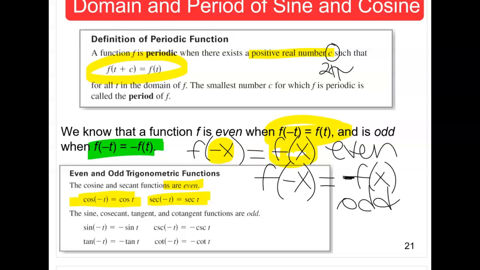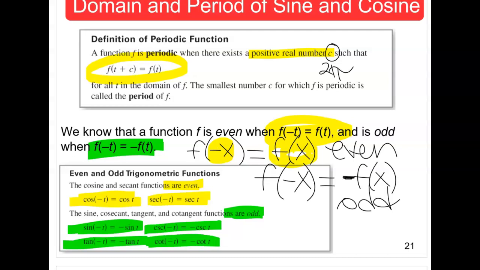Now, on the other hand, we have sine. Sine of negative t is equal to the negative sine of t, so we say that they are odd. And if sine is odd, so is cosecant. For tangent, same thing. I'm sorry, tangent is odd, and cotangent is also odd. And this is important because it tells us the behavior of those graphs. Not of the unit circle, but of some other graphs that we will be graphing in section 4.5.